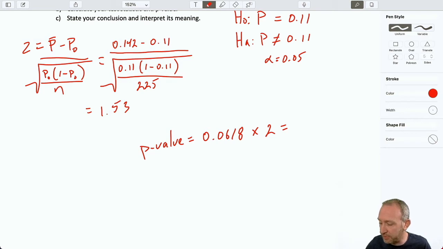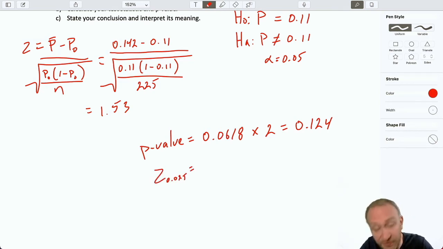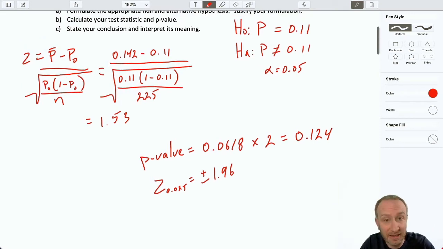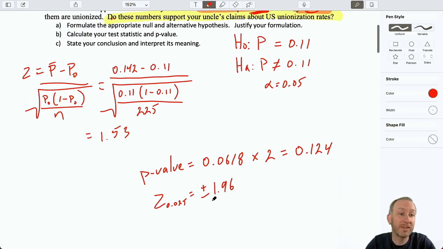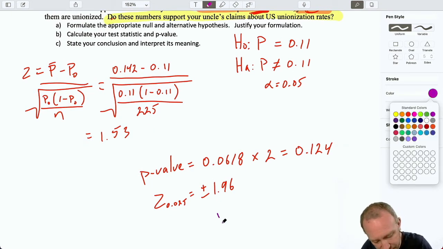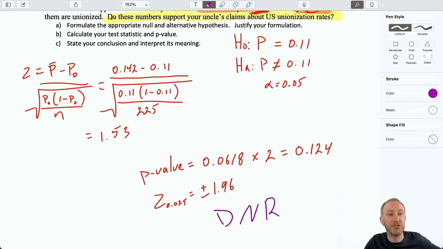So here I'm going to have a p-value of 0.12. Let's just round it to 12.4 as my p-value. Good. Critical value approach. We have looked up that critical value a few times. Alpha divided by 2 is 0.025 here, and so we found that to be 1.96. Both of our results, the p-value and that critical value, lead us to the same conclusion, which is that we do not reject the null hypothesis, right?